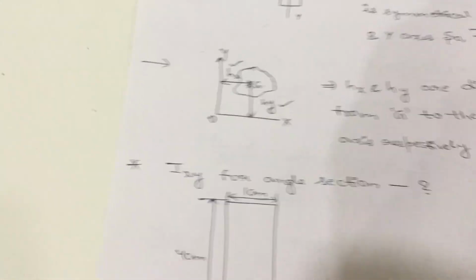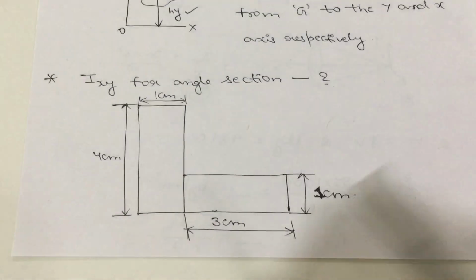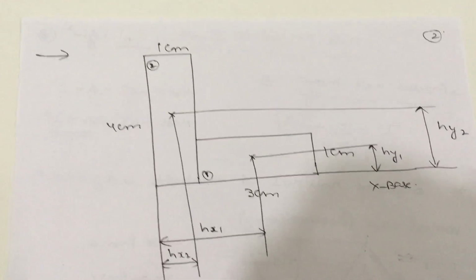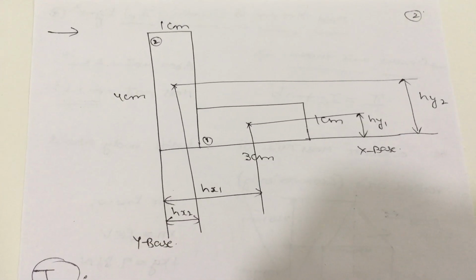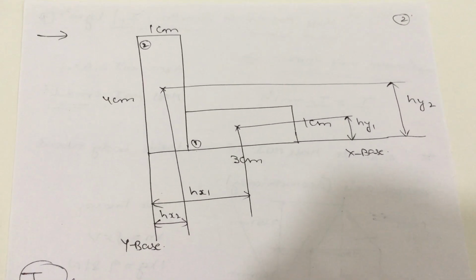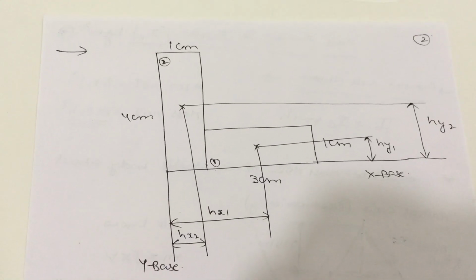Now we will see the procedure for this L section. Actually this is the main diagram. So we need to draw the given diagram once again in this manner, and locate all h distances to the x axis and y axis, and the locations of the centroids also.